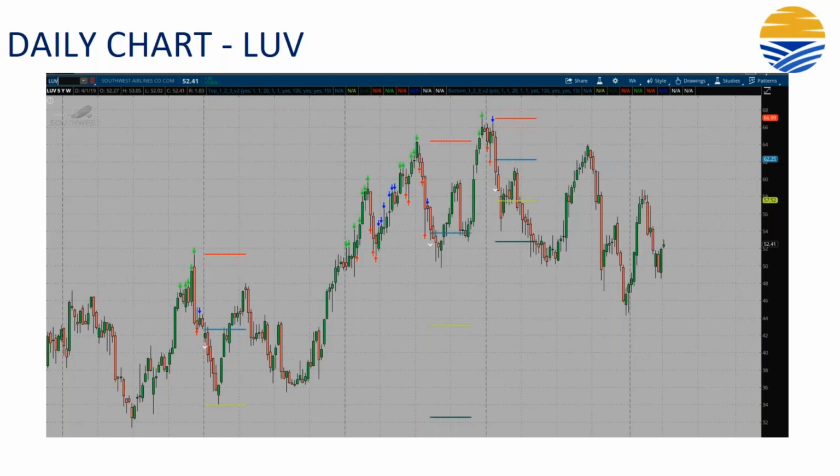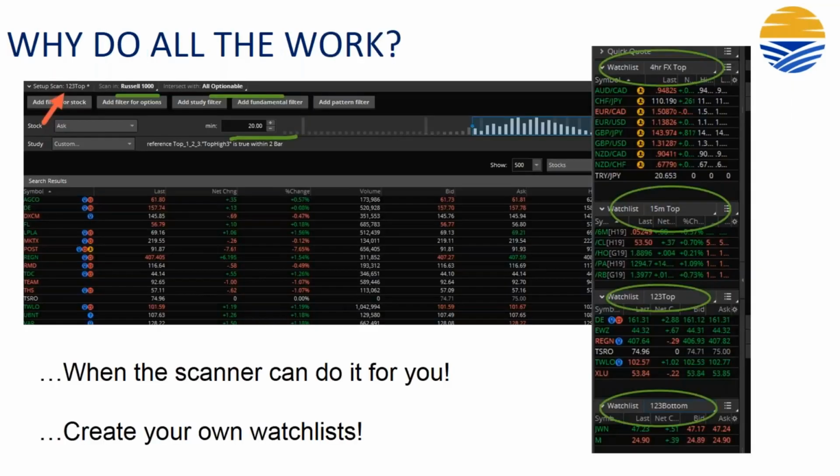All very nice, easy, clean swing setups. Now, why do all the work when you can let technology do the work for you? So I use Thinkorswim as my primary platform. You can see where I'm scanning for 1, 2, 3 tops in the Russell 1000. Only stocks that are optionable, $20 a share or greater. I hit the green scan button and voila.